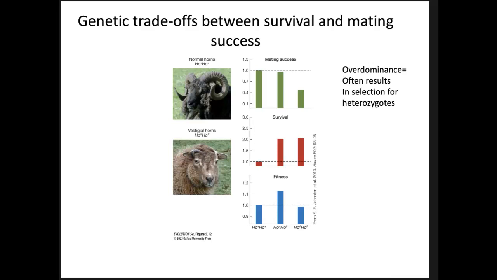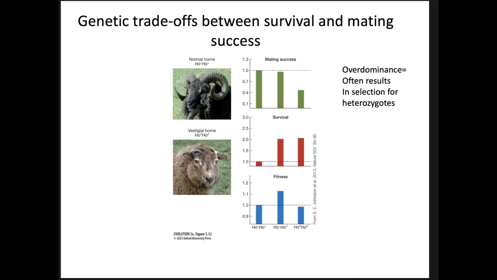And so the individual sheep at the top, they have normal horns, and they have high mating success because they do competition for females, right? And they do this through headbutting each other and having these giant battles. And so they have high mating success, but they have low survival because they get killed off.